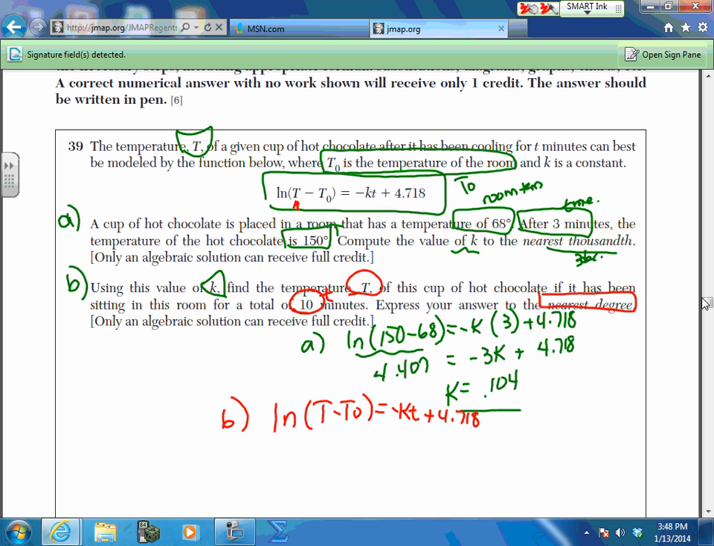And you substitute what you know and what you need. I need the T. I know it's 68 because they told us that was what our room temp was. I now know my K. I have to put the negative sign in front of it. I know my time to be 10. I come down here. I plug this in.